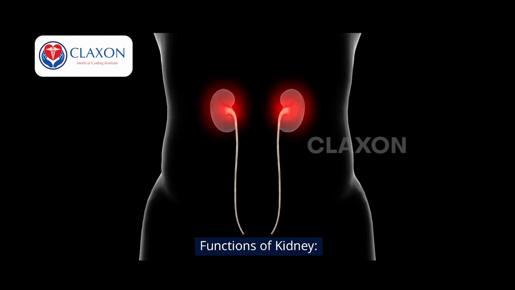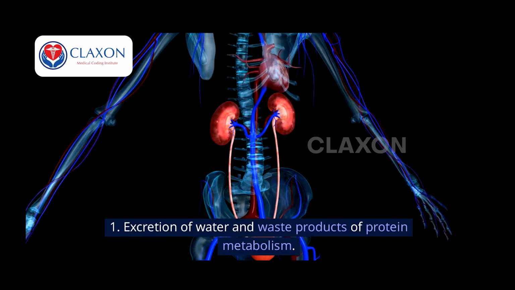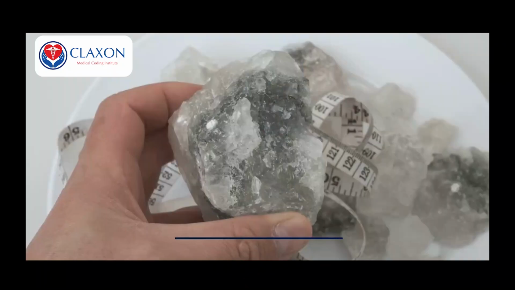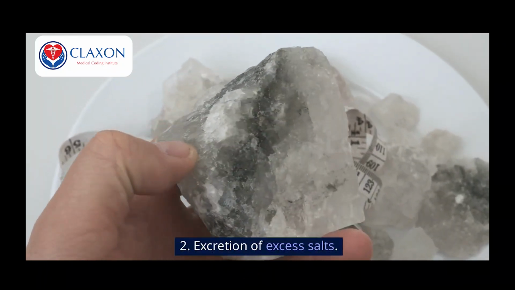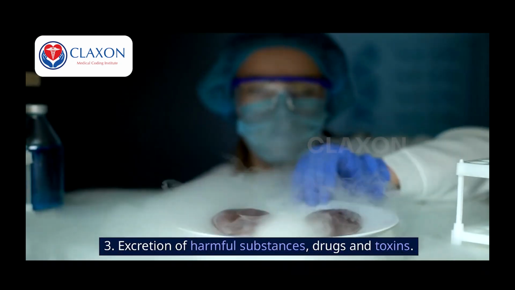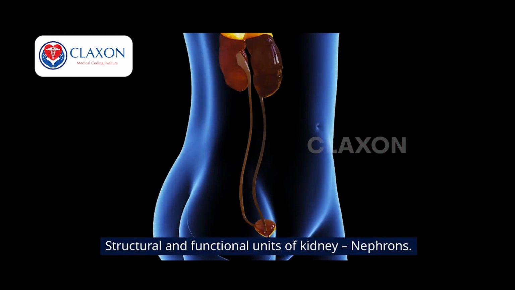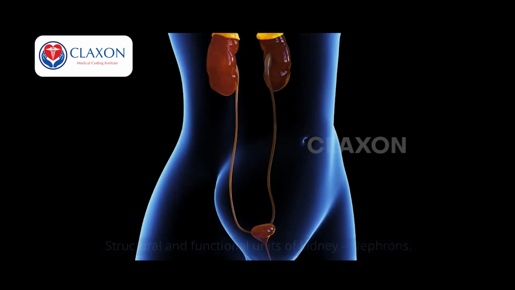Functions of the kidney: 1. Excretion of water and waste products of protein metabolism. 2. Excretion of excess salt. 3. Excretion of harmful substances, drugs and toxins. 4. Regulation of pH of blood. The structural and functional units of the kidney are nephrons.